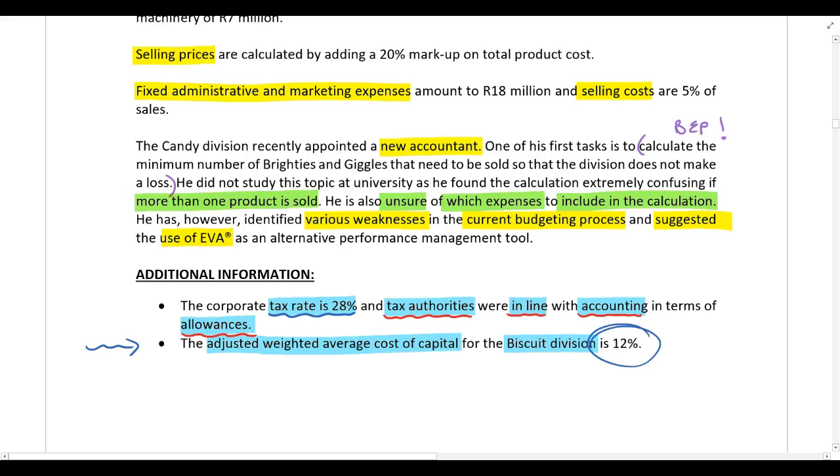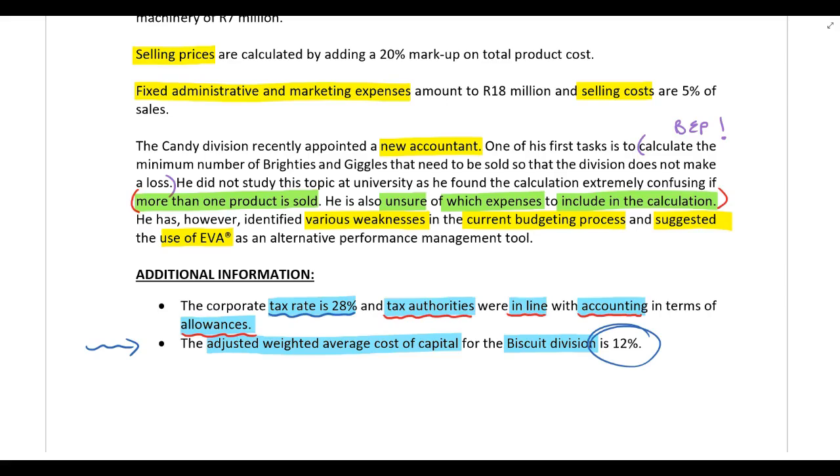So it's very important when it comes to our explanation that we address both of these concerns that he has over here. So we'll explain the entire calculation, but we must make sure that we specifically focus on how you calculate the break-even point where more than one product is sold, and also which expenses should be included in the calculation of the break-even point.